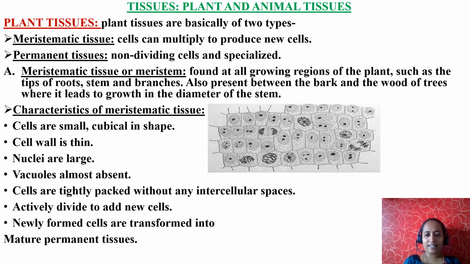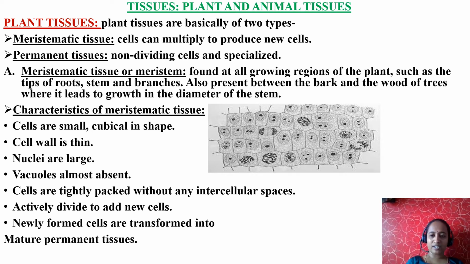Next, what are the characteristics of meristematic tissue? See the cells. These are the cells of meristematic tissue. The cells are small, cubical in shape. Can you see the picture? They are cubical in shape. The cell wall is very thin, which helps in rapid cell division. Nuclei are large. Can you see? The nucleus is very large.